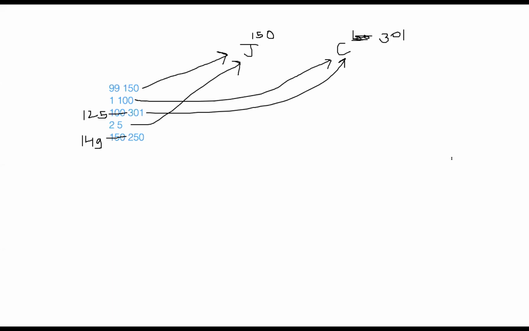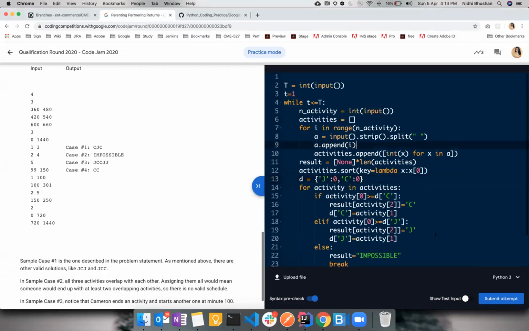This line actually sorts my activities based on the very first index for all the items. So once I have it all sorted, Nidhi, hey Nidhi, I think you're still sharing the whiteboard. Oh, sorry, my bad. Okay, let me share desktop. Okay.